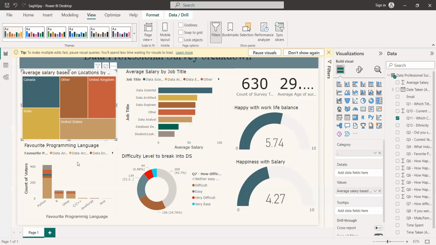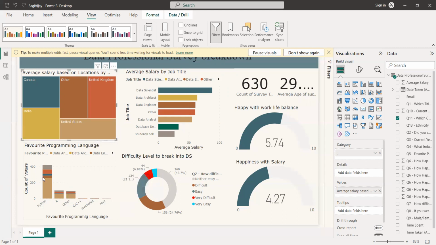The next one which I did was the favorite programming language used by the data management people right now. And as you can see, the y-axis includes the count of the voters, and on the x-axis, it's the favorite programming language. And here we can see that Python is the most loved language, where somewhere around 255 surveyors who are data analysts gave Python as their favorite language, compared to R, which is 61 voters, and so on and so forth.